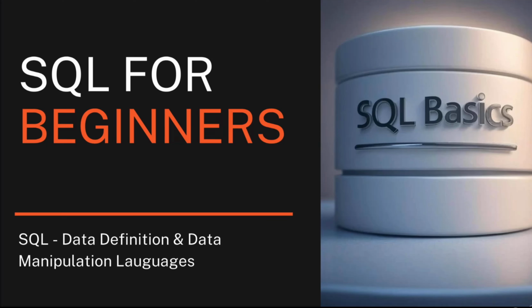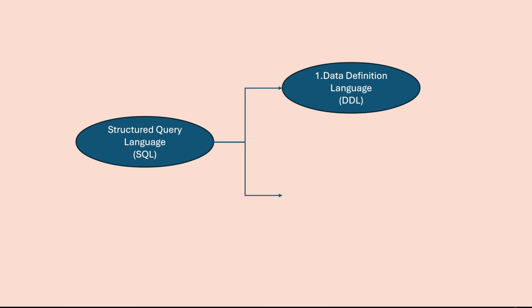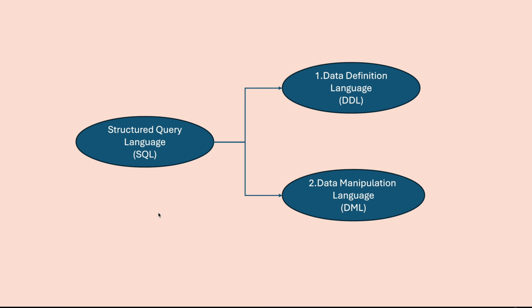Let's discuss two basic categories of SQL: data definition and data manipulation languages. So we already know that the structured query language is used to connect with the database or retrieve the information from the database objects such as tables or views. Now this SQL has been categorized into data definition language and data manipulation language.